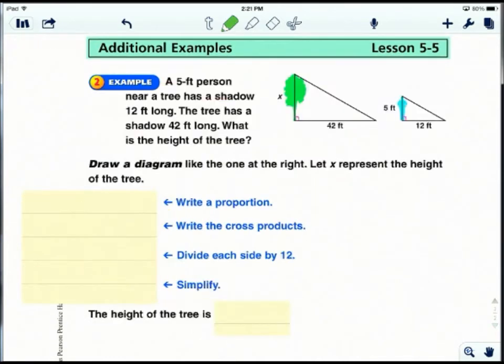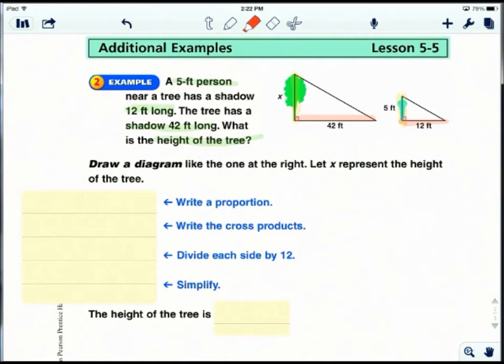Okay? In this example, this is like the one in the video where we have a tree and a person and the shadows. So let's go ahead and highlight the important information. You have a 5 feet person, and the tree has a shadow of 12 feet long. Or I'm sorry, the person has a shadow of 12 feet long. The tree has a shadow of 42 feet, and you want to know the height of the tree. So the first thing I'm going to do is highlight corresponding sides. The height of the tree corresponds to the height of the person, and then the shadow of the tree corresponds to the shadow of the person.